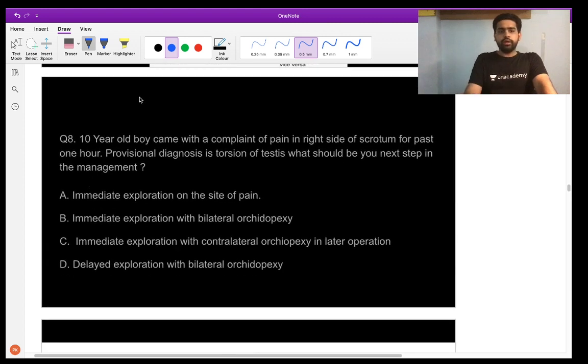Right, so moving on. A 10-year-old boy came with right side scrotal swelling and everything for 1 hour. So it all points towards testicular torsion. What is the management of the patient? The answer to this particular question is immediate exploration with contralateral orchidopexy. Okay, so it is immediate exploration with bilateral orchidopexy. That is the answer.